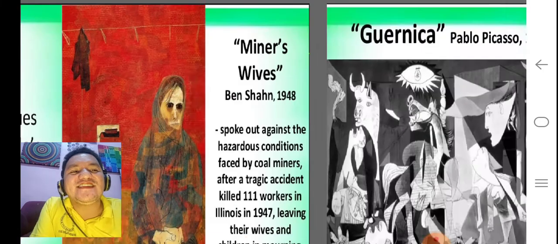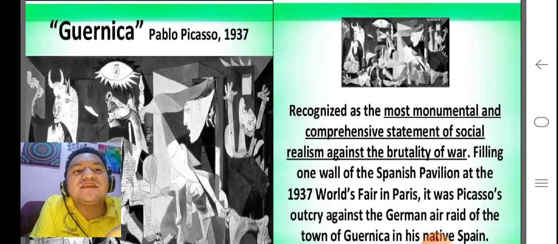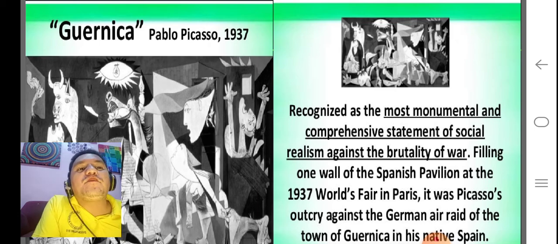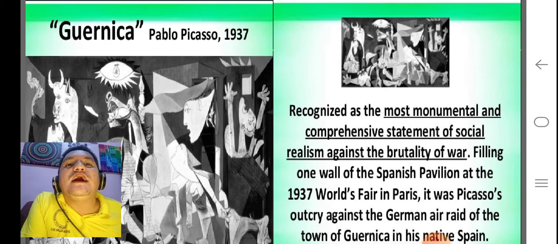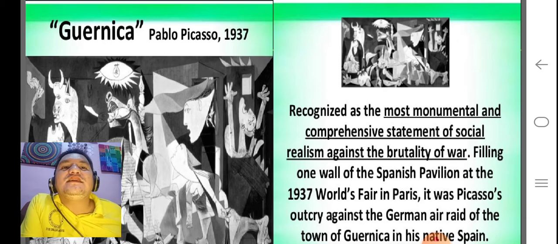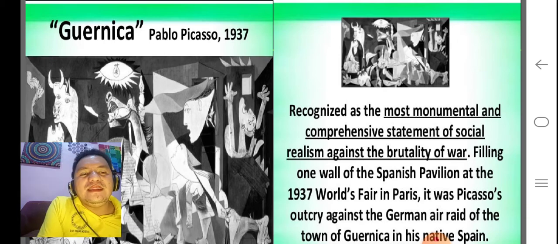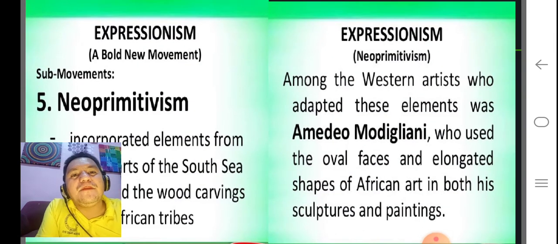Take note of that. Next, here is one of the most recognizable and most monumental and comprehensive statements of social realism. When we say monumental, malaki, okay? Sobrang laki, malaki yung naging role niya. Or malaking klase ng painting talaga siya. This is by Pablo Picasso, Guernica. Okay, that is the title. Okay, in 1937. Okay, next. Medyo malapit na po tayo.